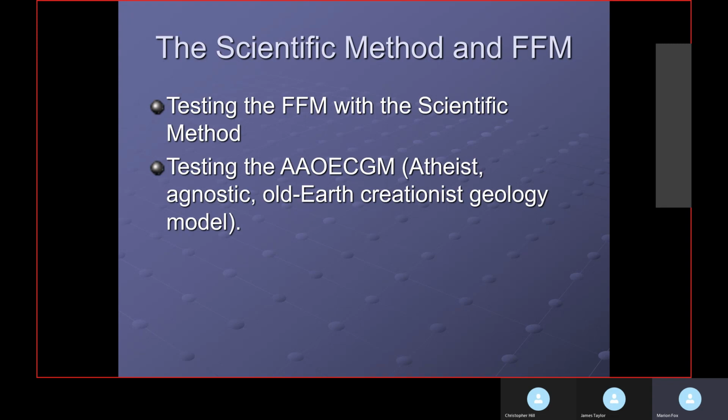Now, I have an abbreviation. FFM is Fox flood model. Just kind of make this shorter with not having to write too much on the screen. AAOECGM, that's a big abbreviation. It's an acronym, I guess you could call it.